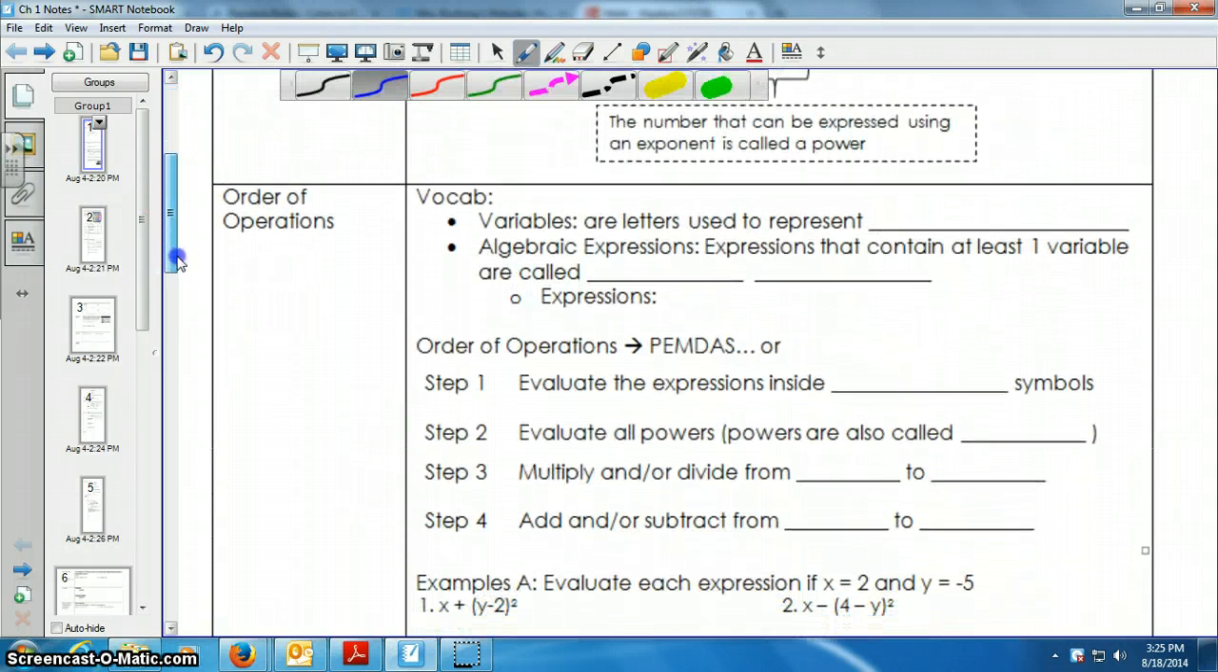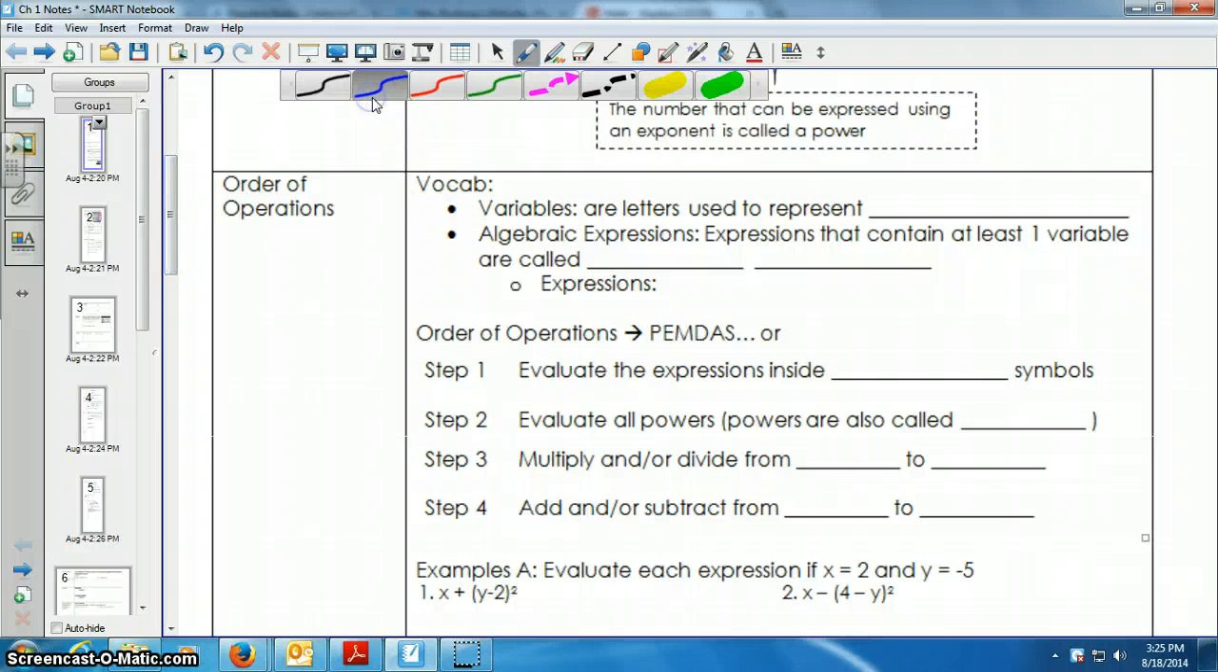So let's go ahead and talk about and review order of operations. So variables are letters that are used to represent unknown quantities.